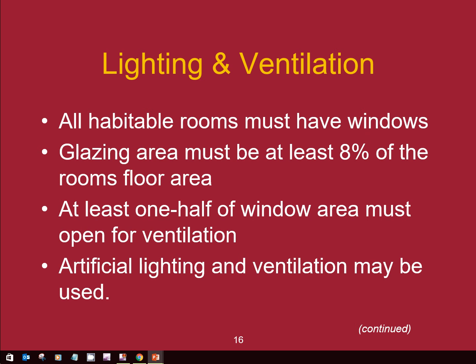Okay, the kind of the guide, the amount of glazing, the amount of windows should be 8% of the floor area at a minimum, and half of the windows should be able to open for ventilation. If not, you have to have artificial lighting and ventilation. Okay.